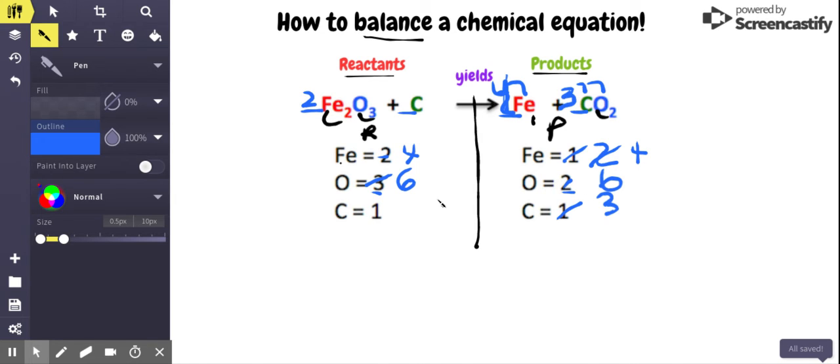Now we have one more issue. We got to get our carbon straight. But since carbon's alone, I just need to get that to a 3. All I got to do here is put a 3 in. And now this is happy. So this would be considered a balanced chemical equation.